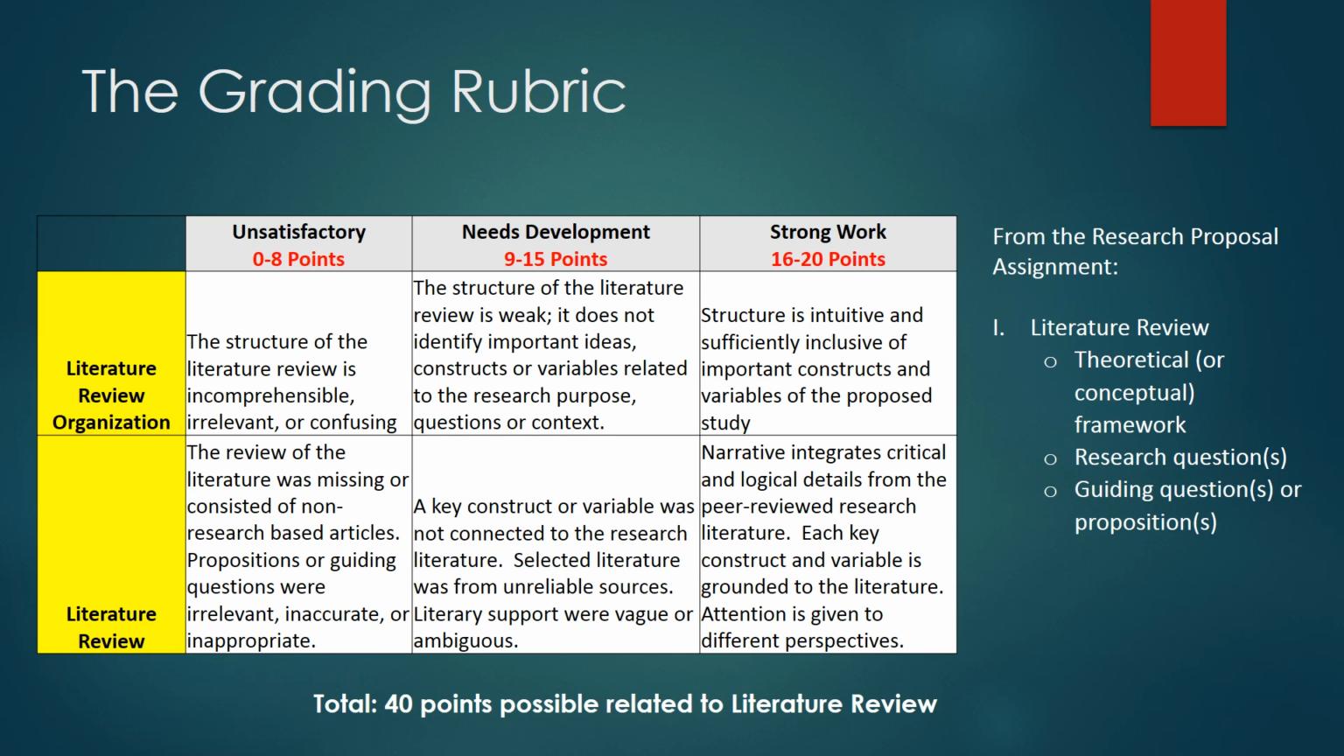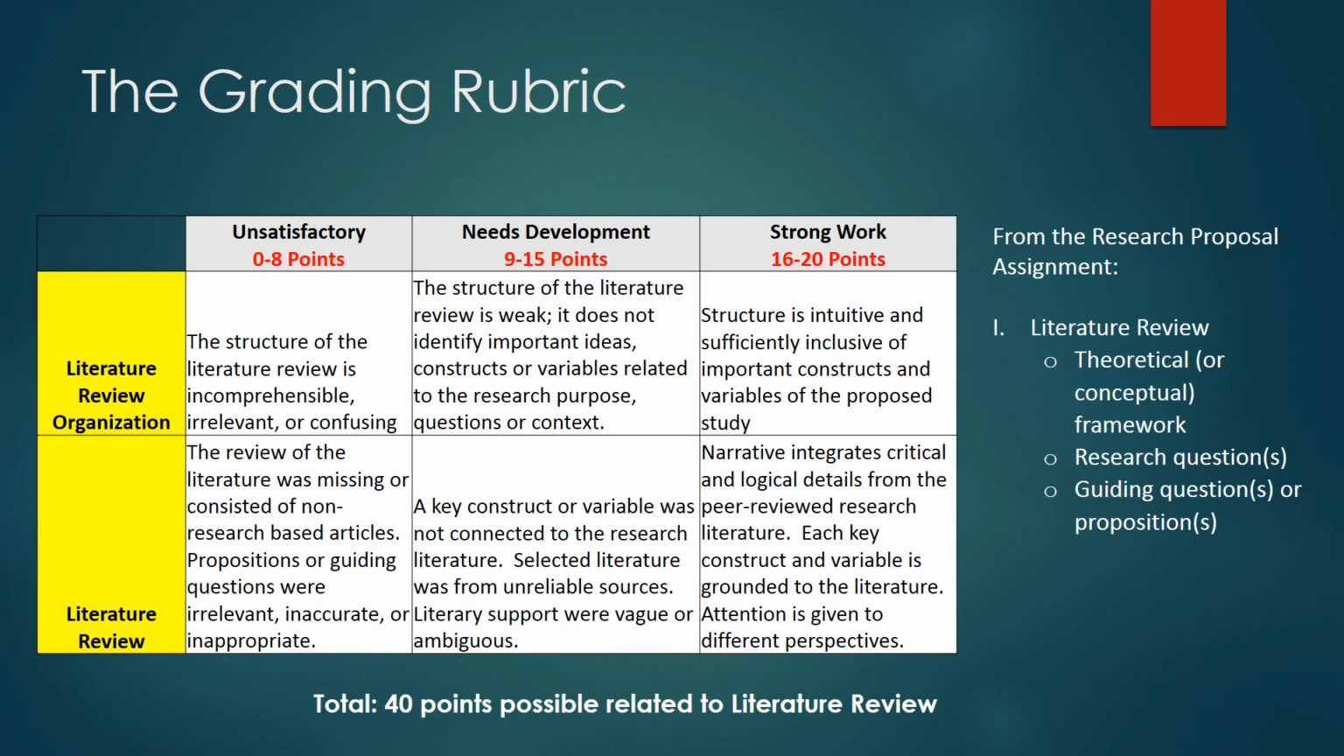So now that we know what we have to include in our lit review, let's look at the box in the top right-hand corner, and this is the characteristics that demonstrate strong work in the two areas of the lit review that I'm looking at. So specifically for the lit review organization, in order to be eligible to earn 16 to 20 points, which designates strong work, the structure of the lit review is intuitive and sufficiently inclusive of important constructs and variables of the proposed study. So essentially what I'm saying here is that the breadth of the literature that needs to be reviewed is actually included. So it is a comprehensive lit review, and important constructs and variables of the proposed study are included.